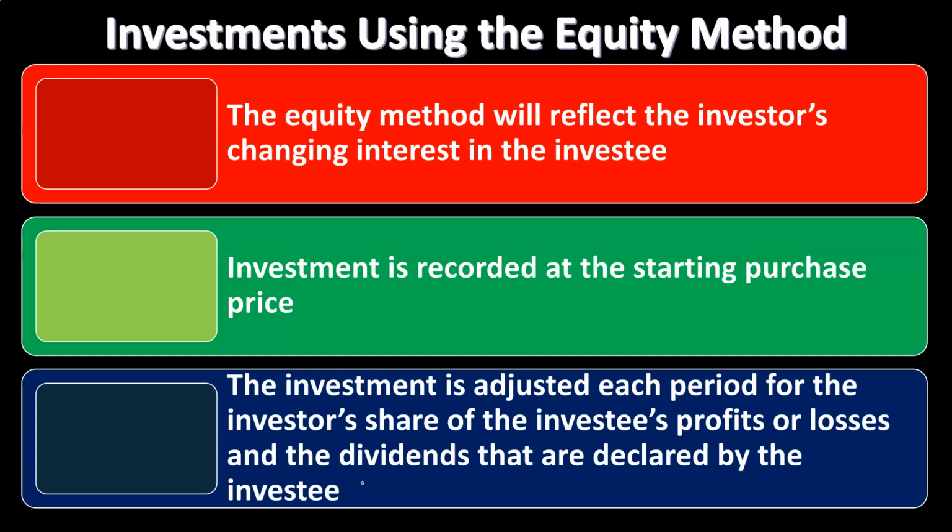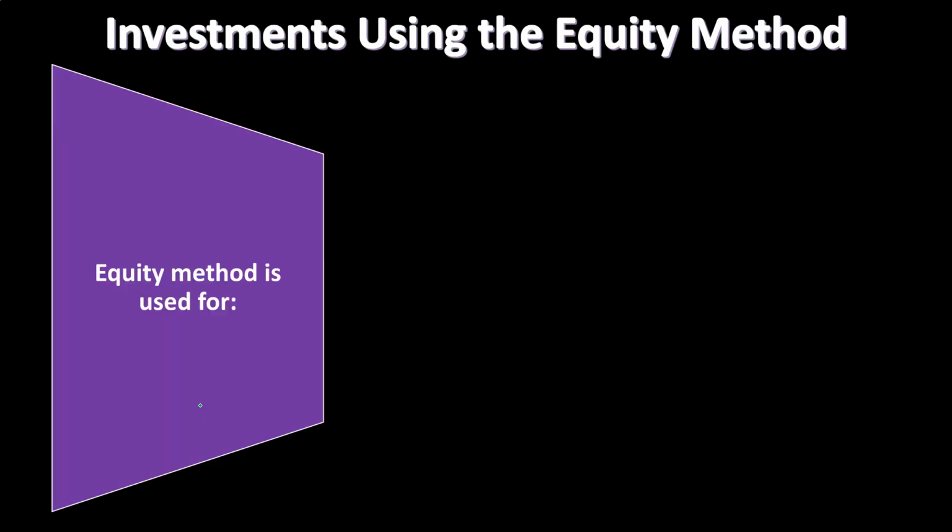This time, what we're going to say is when they give us the dividends, we're going to make an adjustment to our asset account, the investment account. We're going to record the income at the same point in time that the investee gets the income, and that's when we will record it. So we'll take a look at some more examples of that shortly.